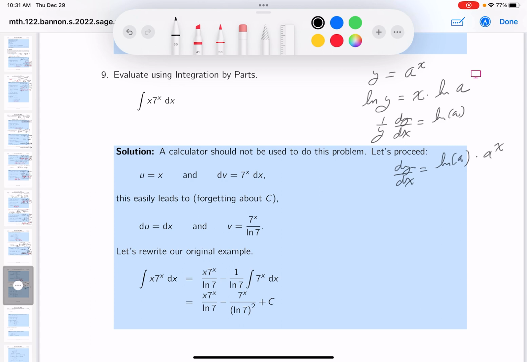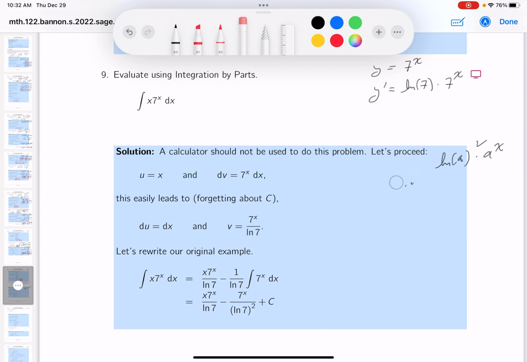All right? So I'm pretty comfortable that I know the derivative for this now. And I'll write down what I mean by that. So if you have 7 to the x, and this is y, I could write down y prime is going to be the natural log of 7, I'm using this over here, times 7 to the x. All right? So I had to remind myself of that.